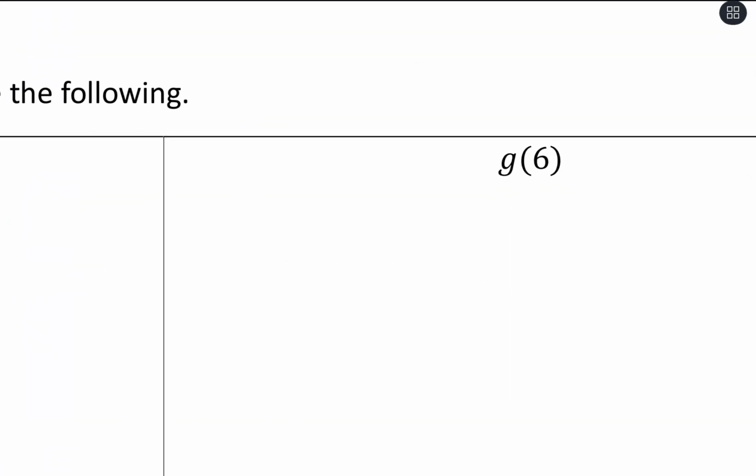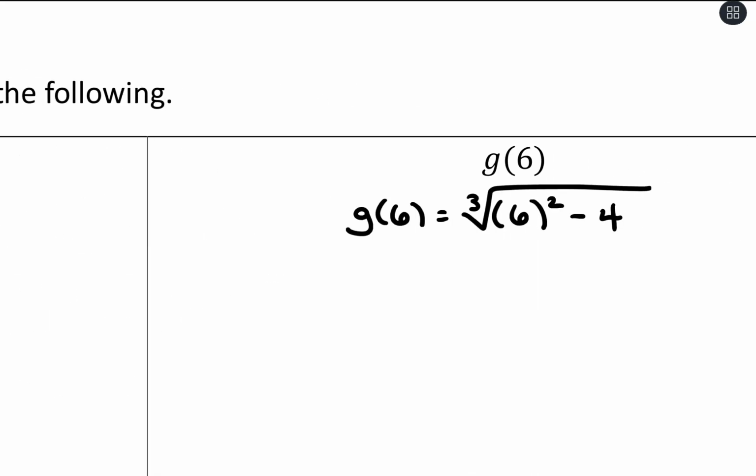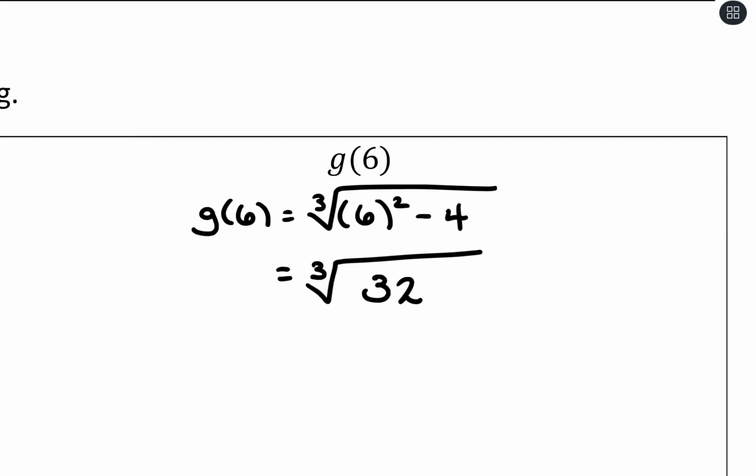All right, what if we plug in 6? So g of 6 is the cube root of 6 squared minus 4. So the cube root of 36 minus 4 is 32. And let's see what we have here.